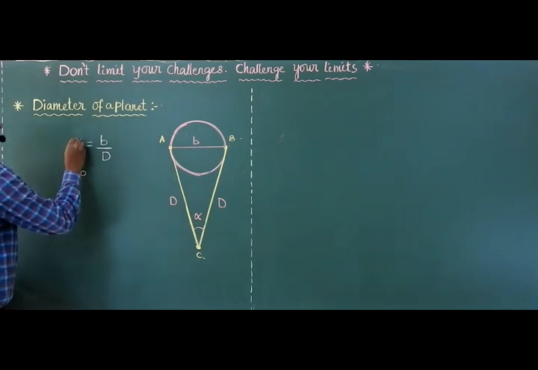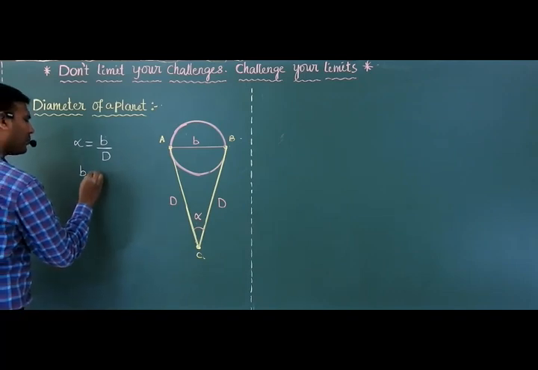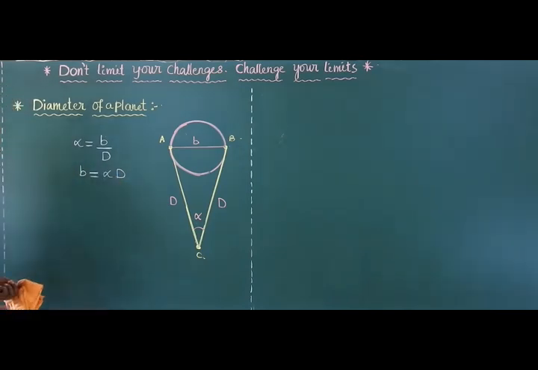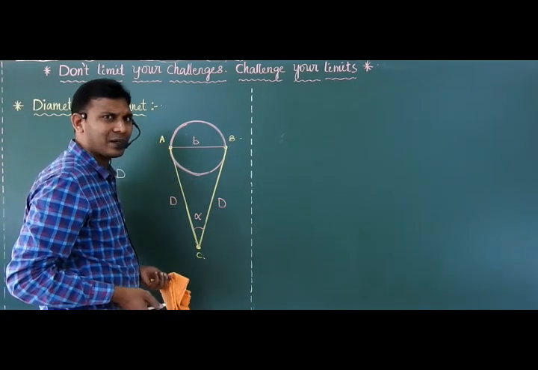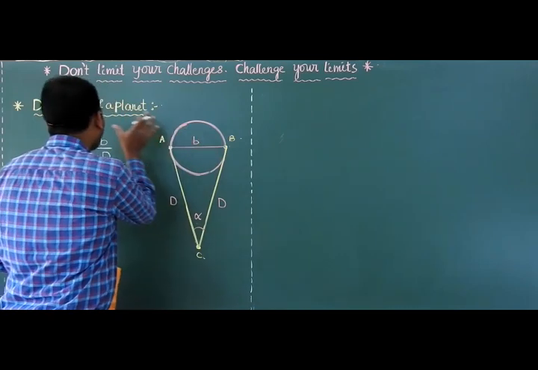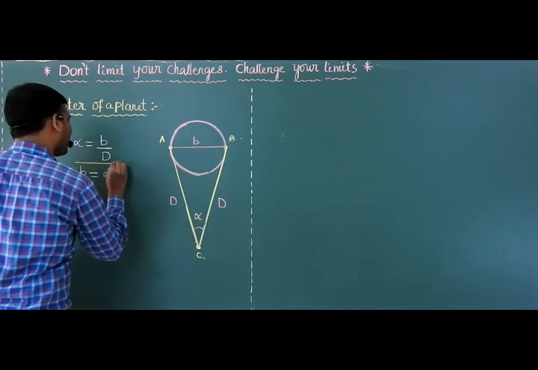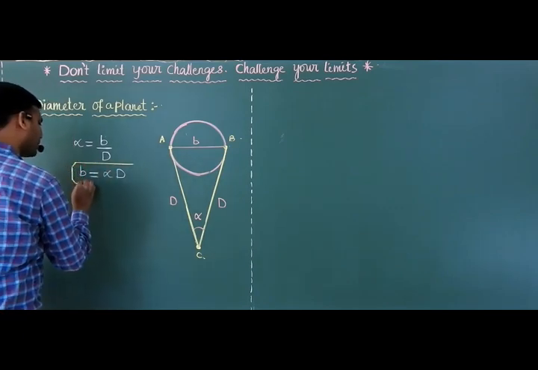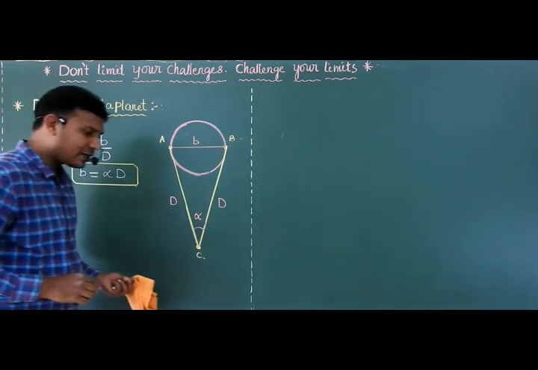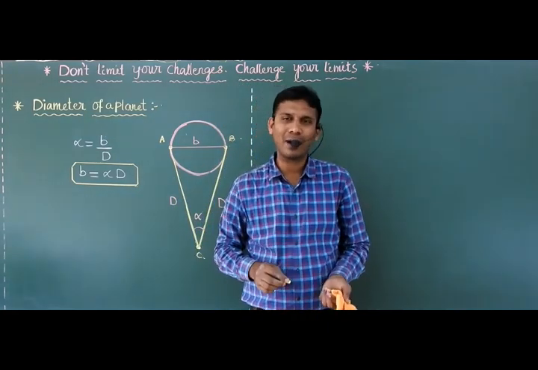Okay, now alpha is equal to B by D. B is equal to alpha into D. What is B for this sphere? B is nothing but the diameter. Am I right? Diameter of the planet we are expressing in terms of diameter. Put this formula inside a box. Clear? So this is about finding the larger distance and angular size of a planet by using the parallax method.